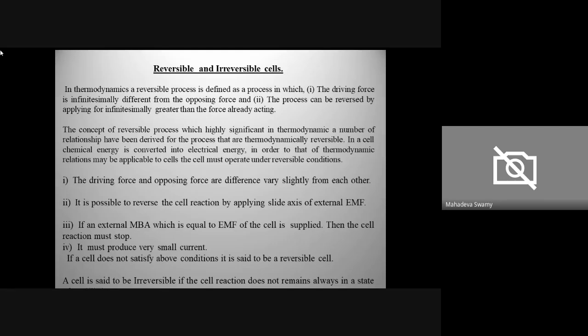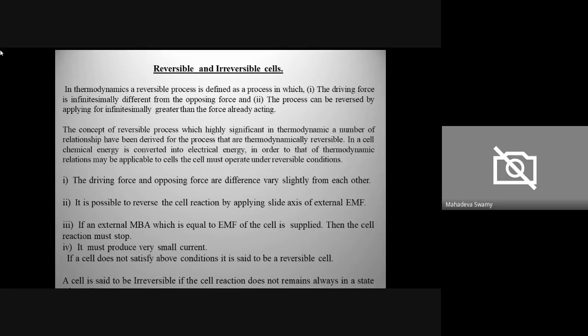If you want to reverse the cell, then whatever energy or potential the cell gives, you have to supply an external source of current greater than that. Then it will reverse the cell reaction, or the cell completely reverses. These are the two conditions.